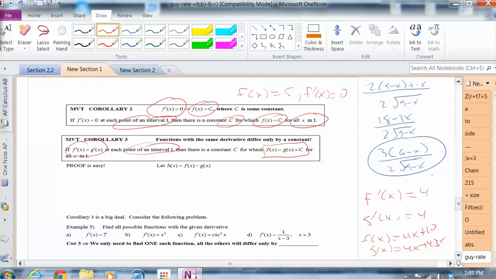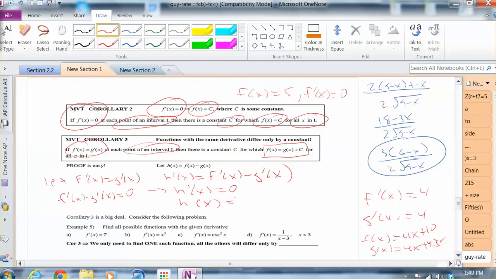So let's actually prove it really quick here. So h of x equals f of x minus g of x. If I take the derivative of both sides, we know this to be true. We've seen this many times. Now let f prime x equal g prime x. If that is true, then f prime x minus g prime x equals 0. So therefore, h prime x equals 0. Well, if that's true, according to what we saw for mean value theorem corollary 2, h of x would have to equal a constant.